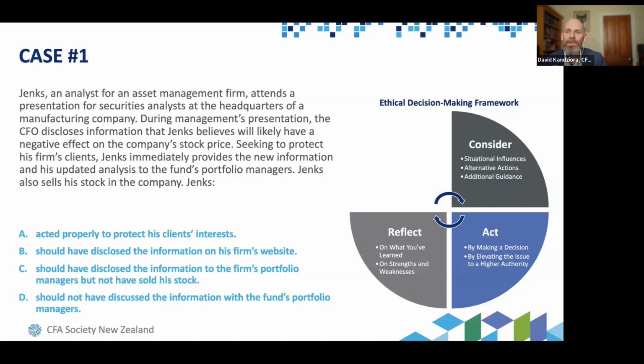In terms of re-identifying the issues, we should consider the options, take action and reflect. Of the options given, we think C is the most viable answer in this scenario, but only if the information is not material non-public information. If the information is material non-public information, then none of the answers would have been acceptable.